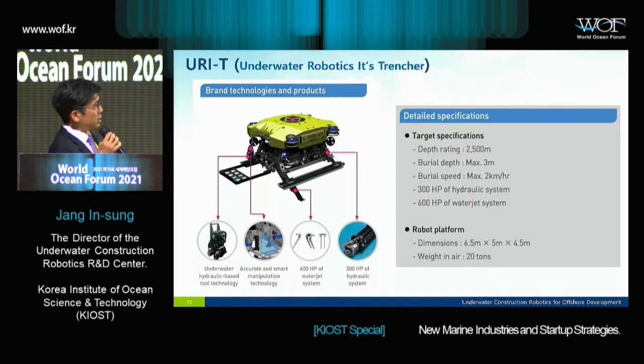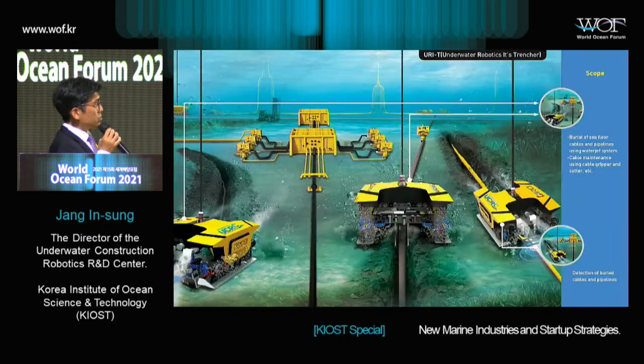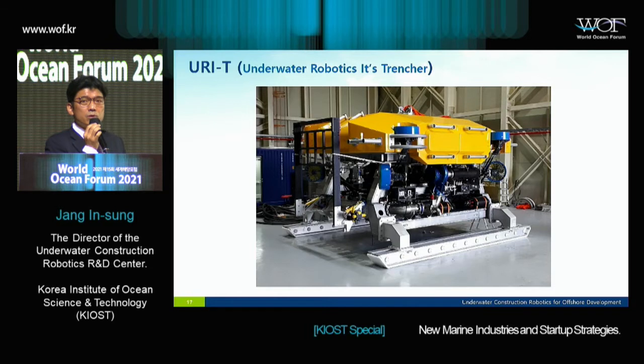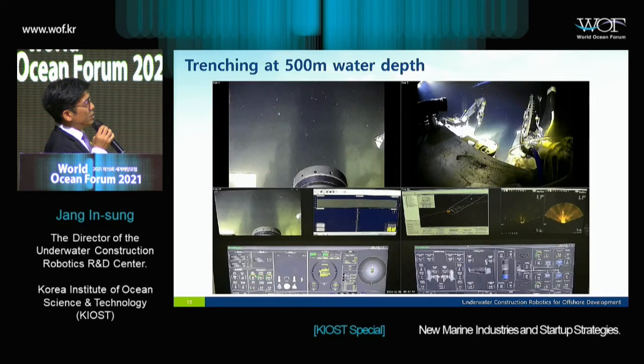And the horsepower is about 900, and the water depth is 2,500 meters. And this robotics, which is a URIT, which is a trencher, is a very highly efficient robotics. We also manufactured this robot in 2017. We conducted various tests. We conducted tests according to different water depth levels.